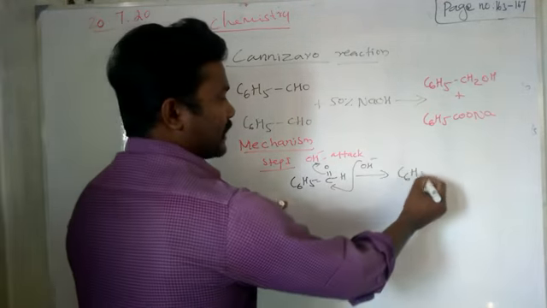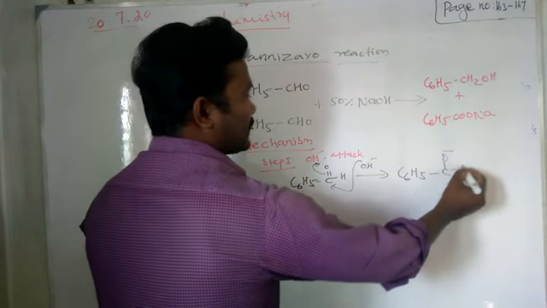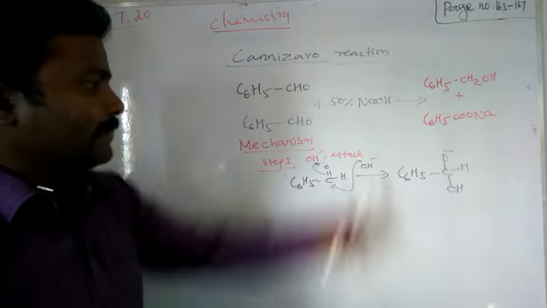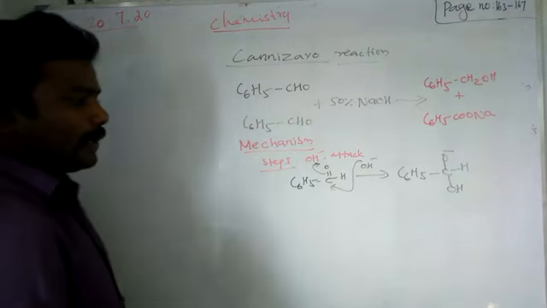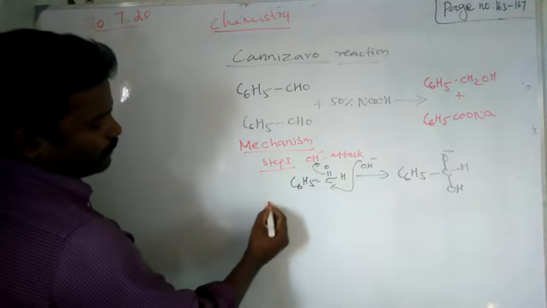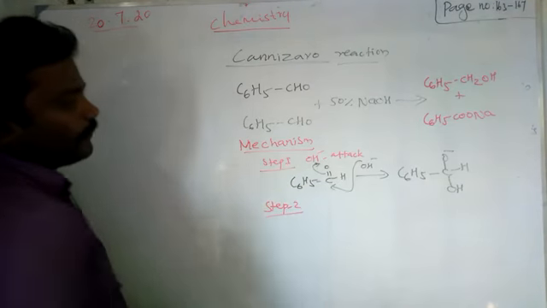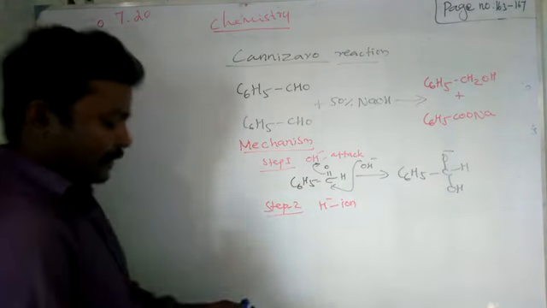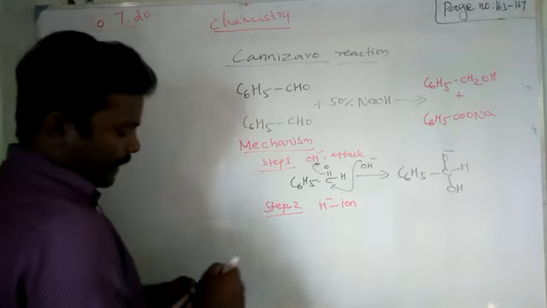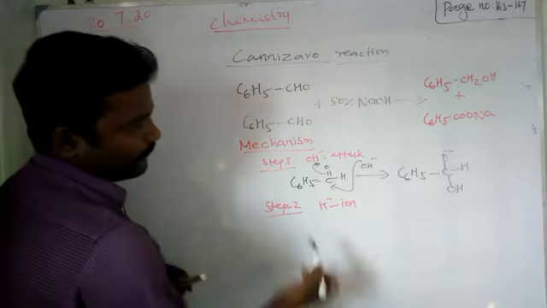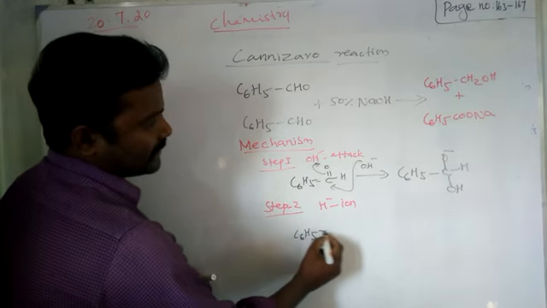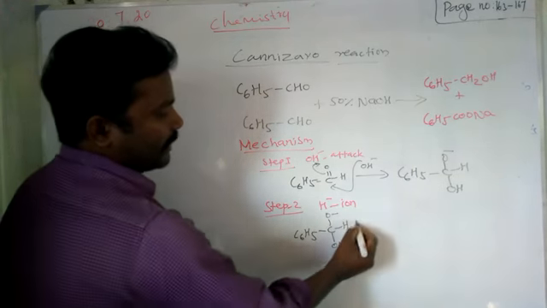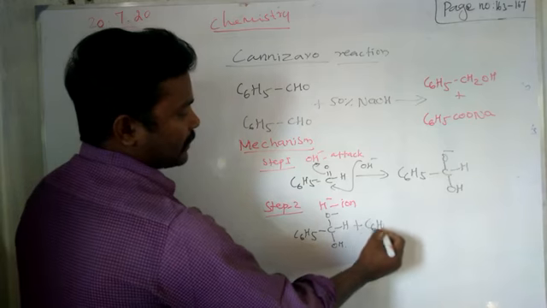Then C6H5 C O minus H, at the bottom we have added OH minus. That minus only forms a bond between carbon and O. Then step 2, here transfer of hydride ion. H minus ion we will transfer. So transfer of H minus ion, what will happen? You write the same in the second step. C6H5 C O minus H and OH. Right? It reacts with another benzaldehyde.